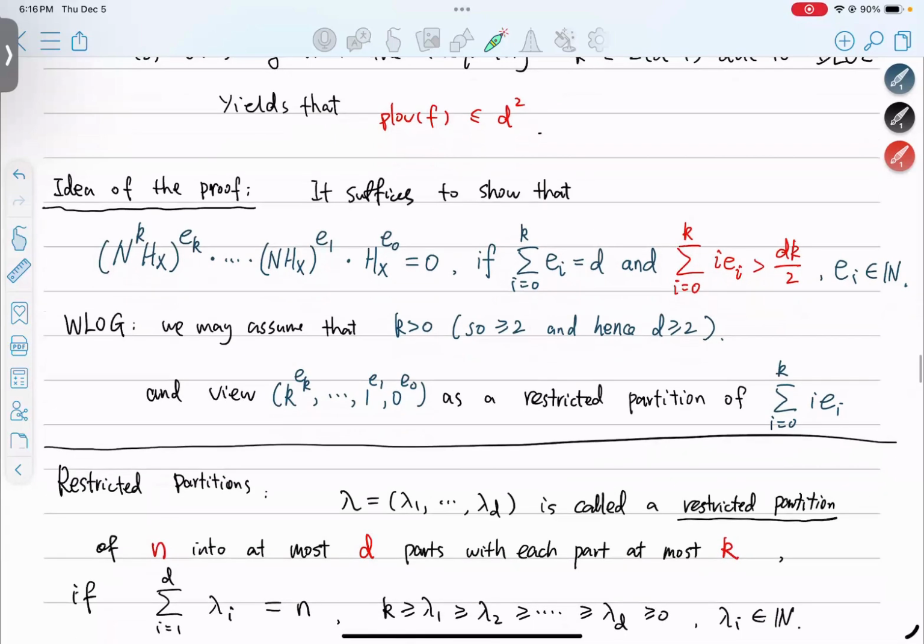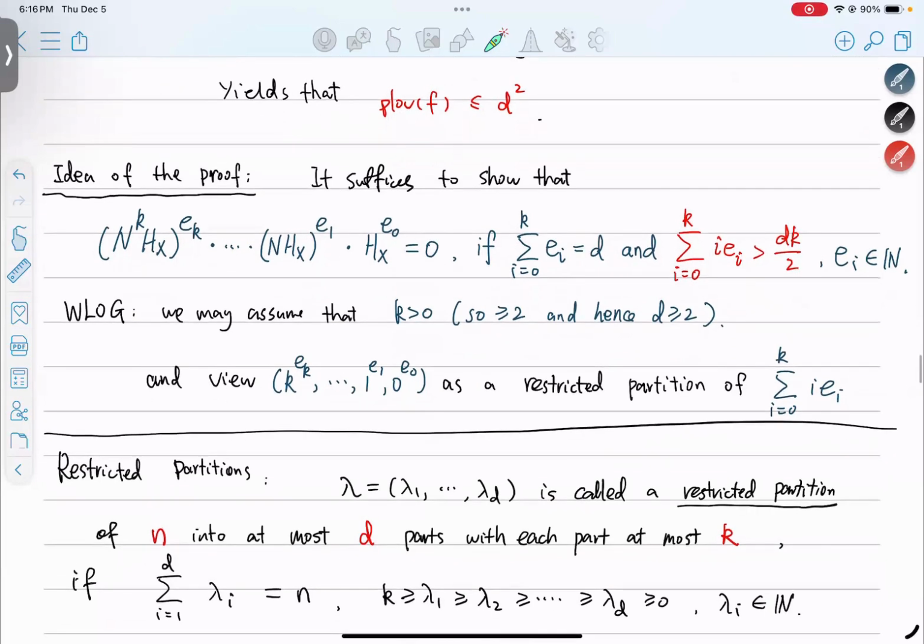So let me first introduce a new notion called the partition. Here we have this so-called restricted partition. This means that we have e_k copies of k, e_1 copies of 1, and so on. So this is a kind of partition of this sum.